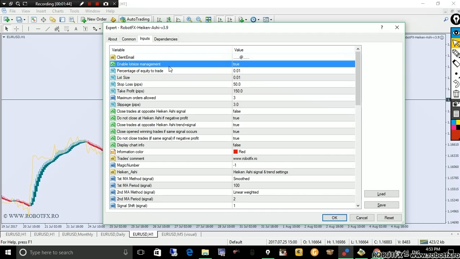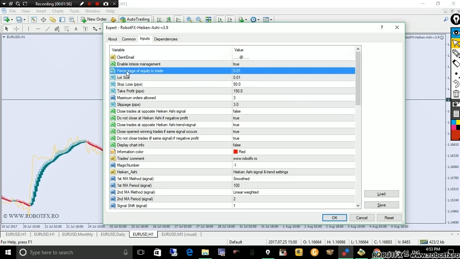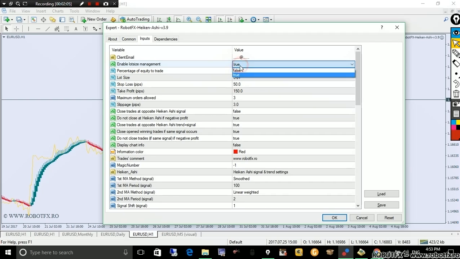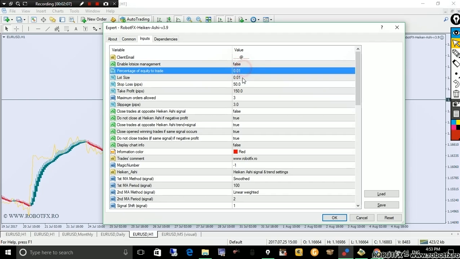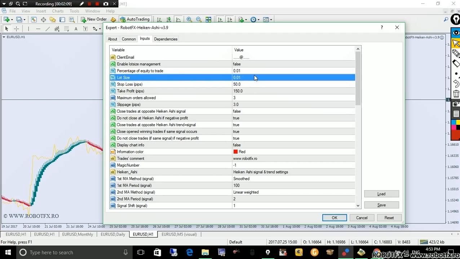Now, enable lot size management. If it is set to true, the Expert Advisor will use a percentage of the equity to open a trade, and this is defined below in percentage of equity to trade. In these settings, 0.01. Otherwise, you can set it to false and use the lot size, which is a fixed lot size. It doesn't change.